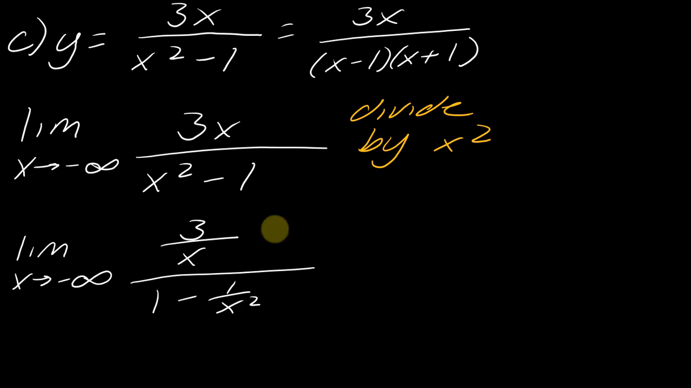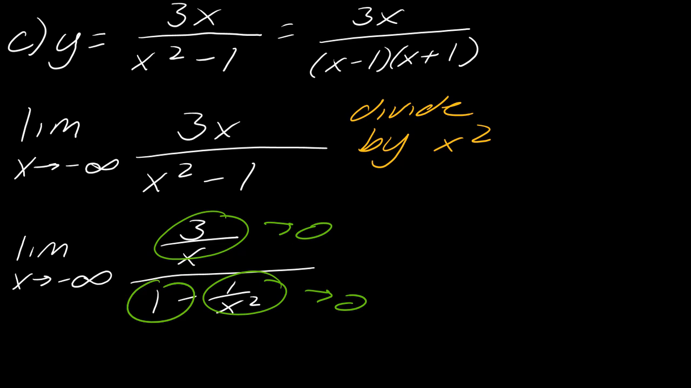And so in this particular instance, as I evaluate my limit as x goes to infinity, this will go to 0, this will go to 0, and this will stay at just 1. So ultimately, this equals 0 over 1, which just equals 0, which is totally fine. And so that would mean that I have a horizontal asymptote at y equals 0.